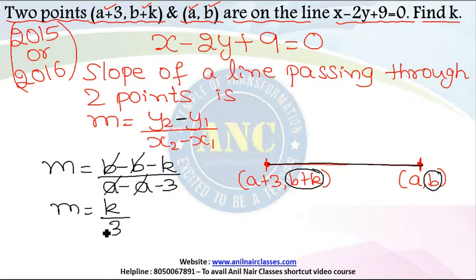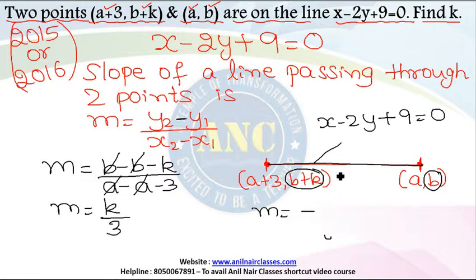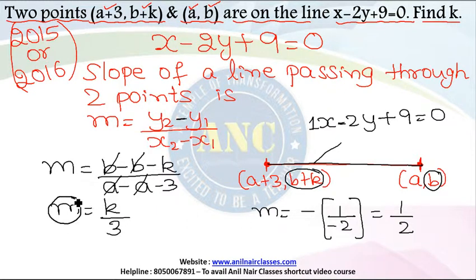Now can I also say that the equation of the line is x minus 2y plus 9 equals 0. How to find the slope of this line? The slope of this line can be found as minus coefficient of x divided by coefficient of y. Coefficient of x is 1, coefficient of y is minus 2. So minus 1 by minus 2 is 1 by 2. Both are nothing but the slope of the line.